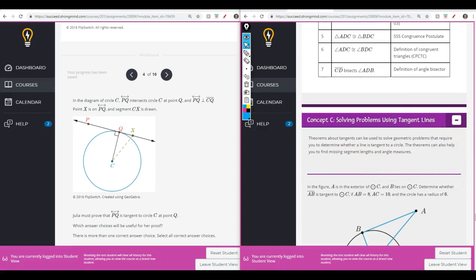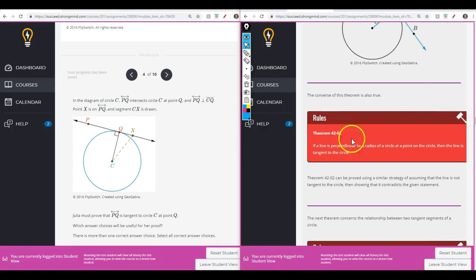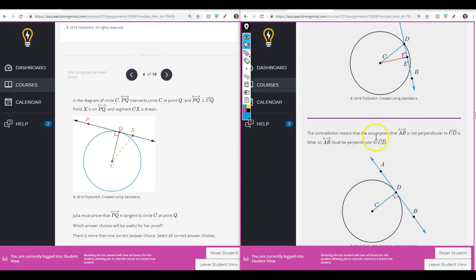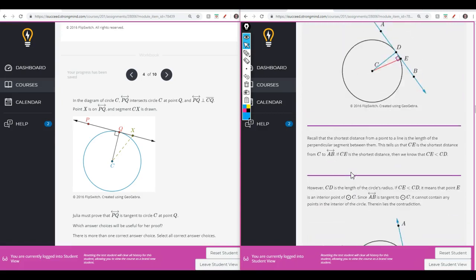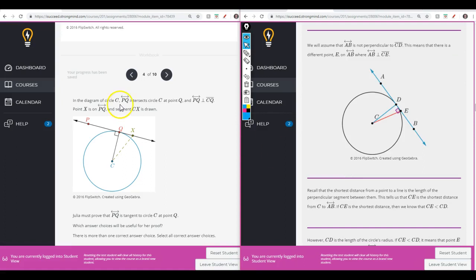So since they do not have an example of proving theorem 4202, I'm going to be using this example that is for a very similar proof. It's just the opposite one, so we're starting with opposite things, and so I'm going to remember that.